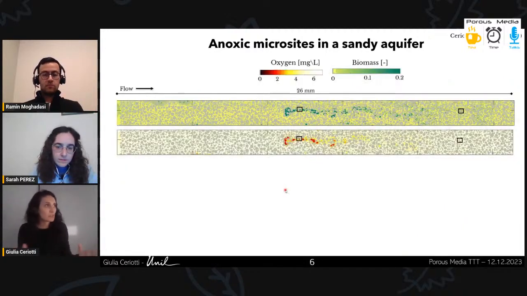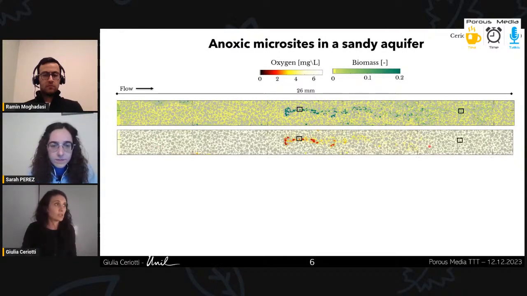So the type of maps that I get every hour looks like this. Here you see the biomass distribution. You can see these green dots are bacterial clusters, colonies, and this is the concentration of oxygen distributed in space. So you can see I have this map covering the entire 26 millimeters of my pore space.